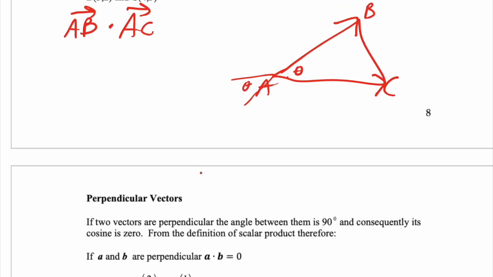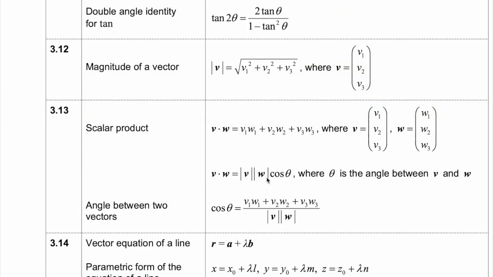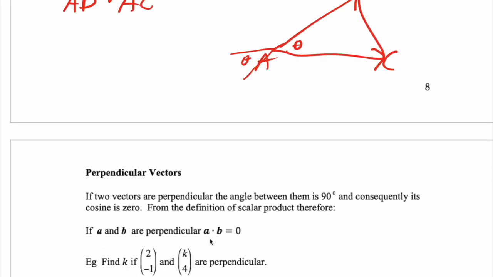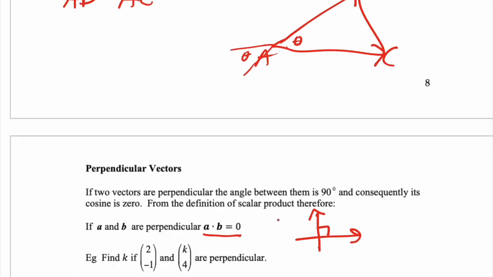This is a very important feature. Notice in the formula, this equals cosine theta, right? And what happens when theta is 90 degrees? Cosine 90 is 0. So the whole right-hand side cancels when you have a 90-degree angle. So that means if you've got A dot B equals 0, then you've got perpendicular vectors, because the cosine cancels out here. So it's a very important feature.